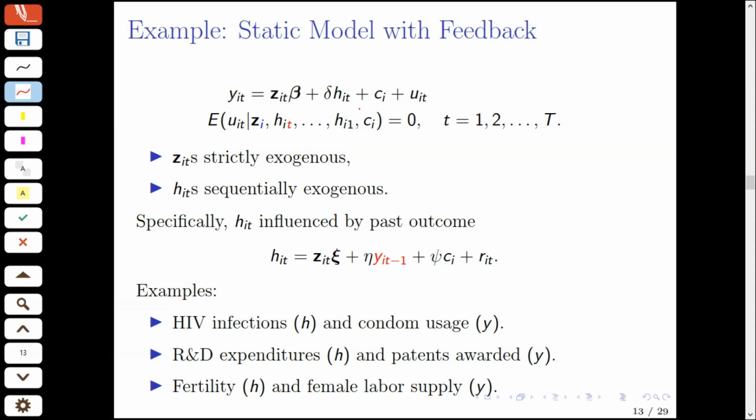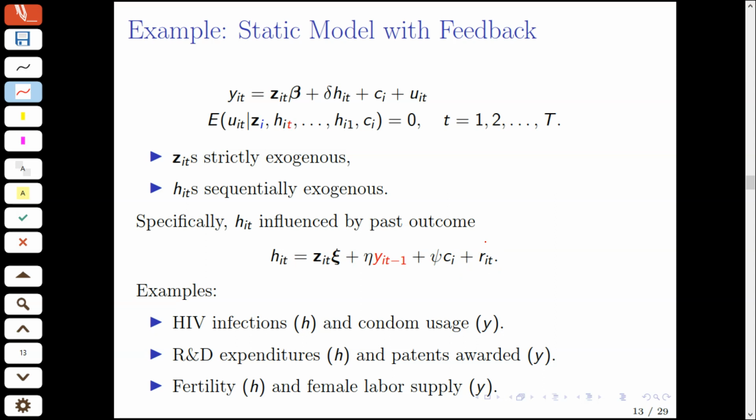Now, to be specific, let's specify an equation for the h_it. Let's suppose that it's influenced by last period's outcome, specifically last period's outcome, also through a linear relation. So here we're still allowing for the regressors, the z_it's, to also affect h_it alongside an individual effect and an idiosyncratic error which may be different from the one in our outcome equation or y equation.